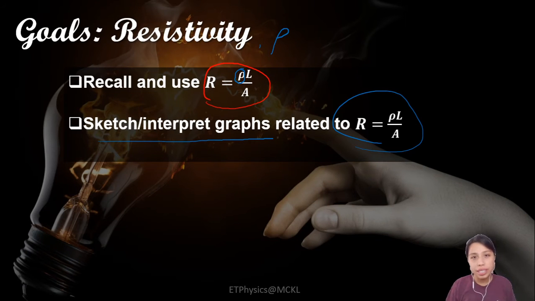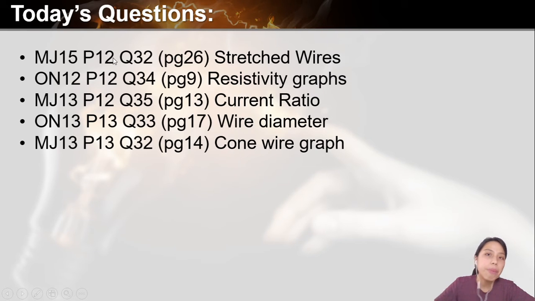Welcome to part 2 of resistivity. Previously we already looked at the resistivity equation, how you calculate the resistance of conductors that are used in circuits. And also we looked at a couple of graphs. So today we're going to look at a bunch more examples. Some of these are a little bit more tricky, but that's why we look at them now.